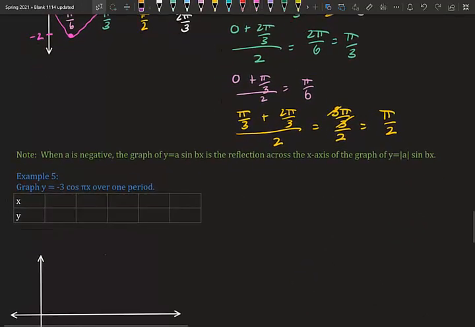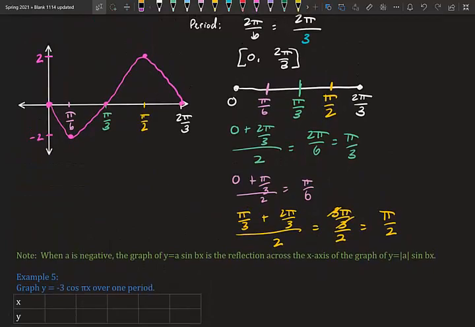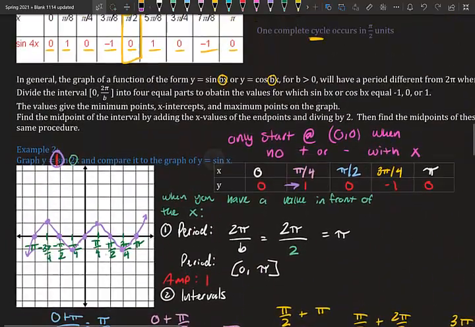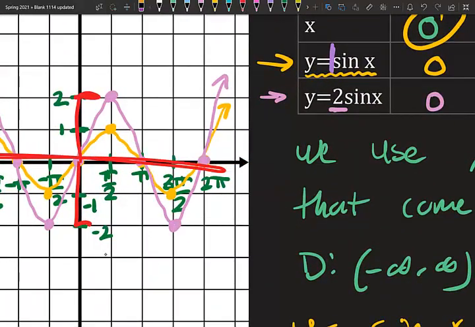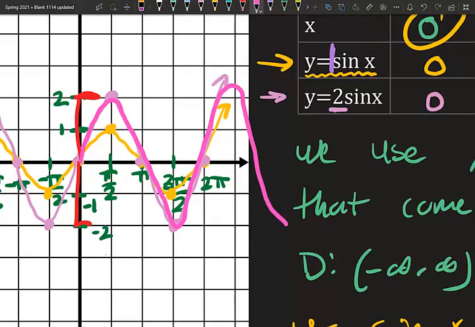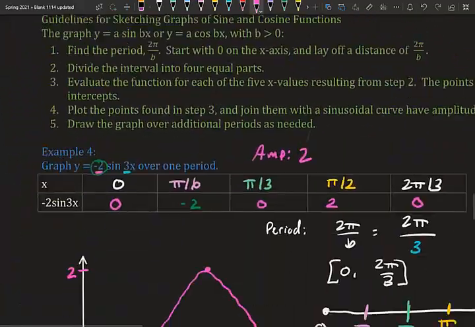Alright, so when a is negative, the graph of y equals a sine bx is the reflection across the x-axis of the graph y equals absolute value a sine bx. So did you notice that it went down then up? When it's positive, it goes up then down, up then down. So it's just the opposite, because negative means opposite.